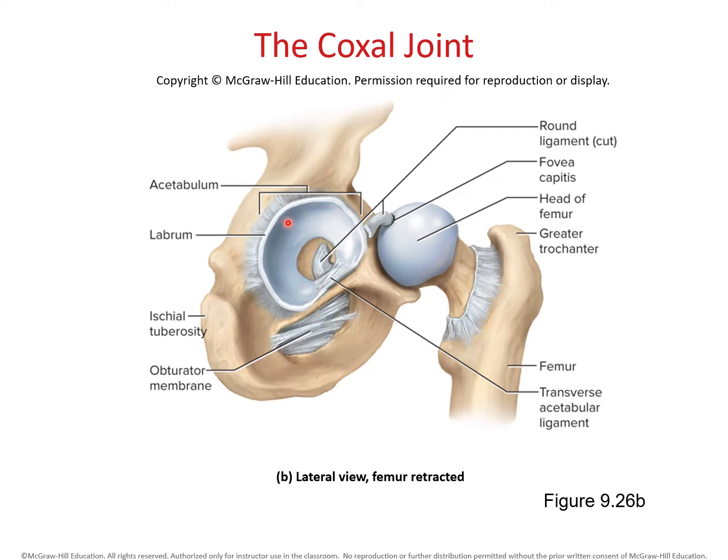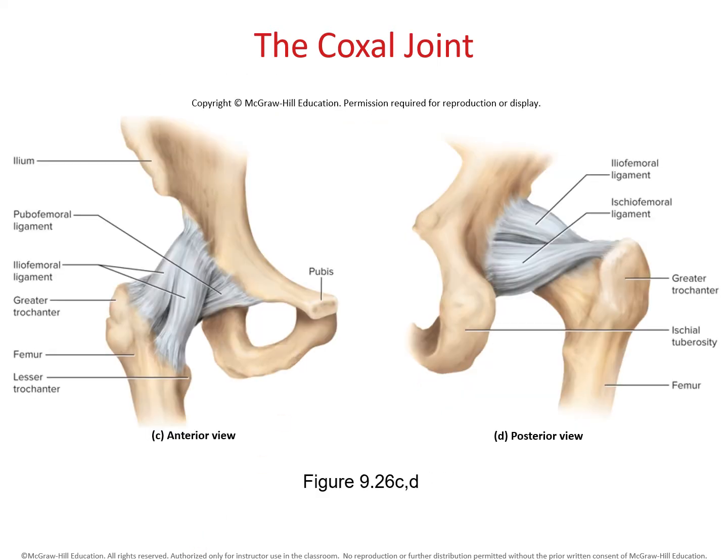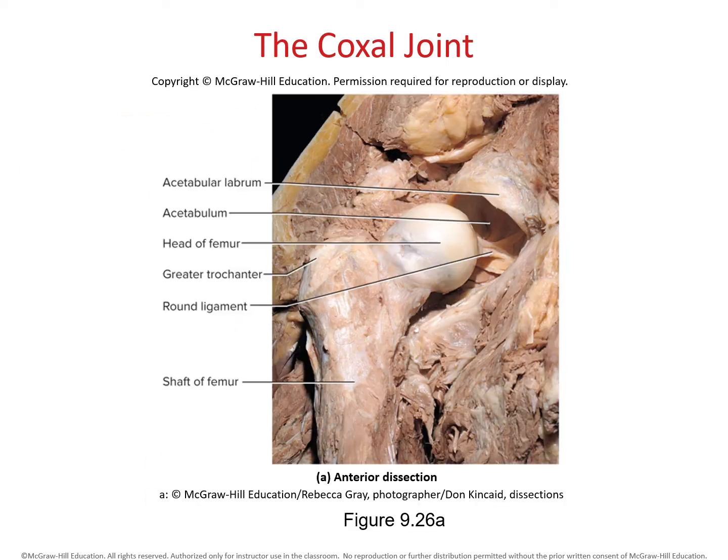Here's another picture of the acetabular labrum. You can kind of see how that is in this acetabulum. Here in this picture, the femur is pulled away, as it says, retracted, so you can see the socket there. Coxal joint with some of your ligaments. Another picture of the coxal joint in a dissected human.